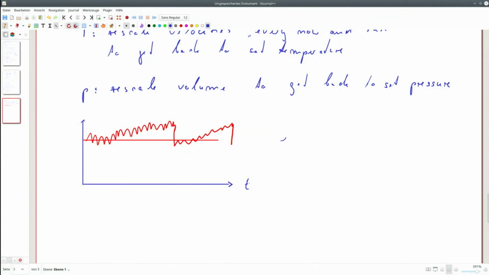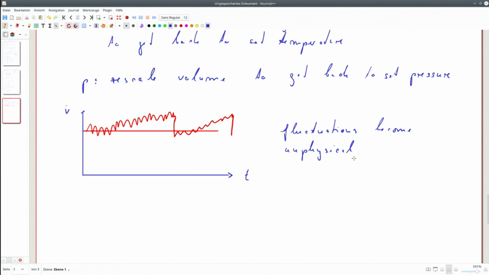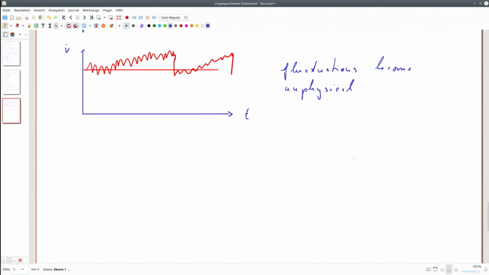Never make a graph without naming the axis. So this is the velocities. Unphysical or even arbitrary. Depends how often you do it and so on. I will go a bit more into detail on these fluctuations.